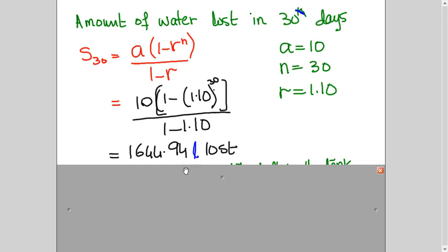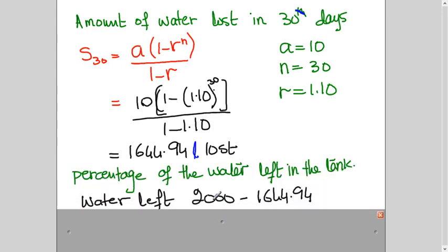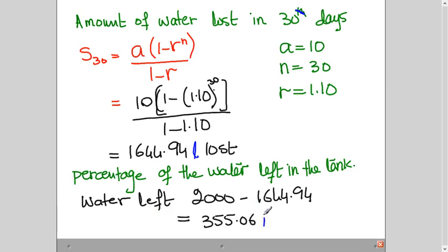But the question was asking percentage of left out water in the tank, not the lost water. So actually it was 2000. So from 2000 I will minus what is lost. It will give me the water remaining in the tank. So 355.06 liter of water is left in the tank. Now we have to find out its percentage. And I think this is an easy part. All of you know how to calculate percentage. Can you tell me how? Left out water divided by original amount of water multiplied by 100%, right?